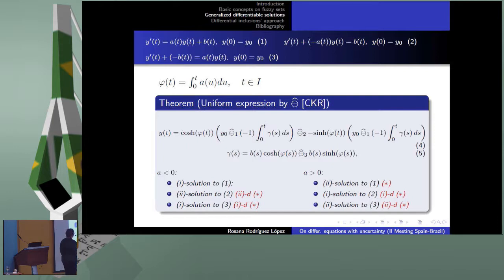It's not very useful because this difference here is the same as here. These terms are the same. Phi is in relation with the linear coefficient A of t. Gamma involves the forcing term and the hyperbolic cosine and hyperbolic sine of this function.